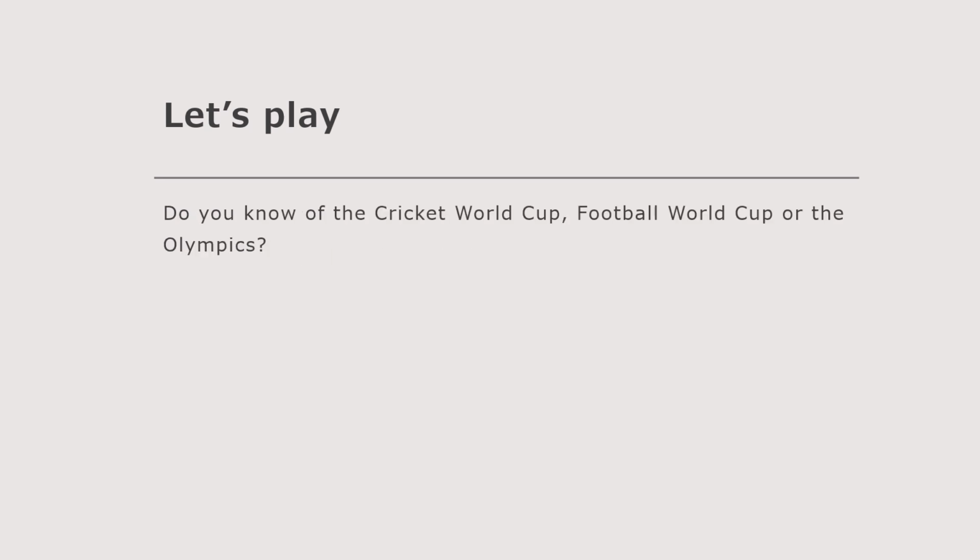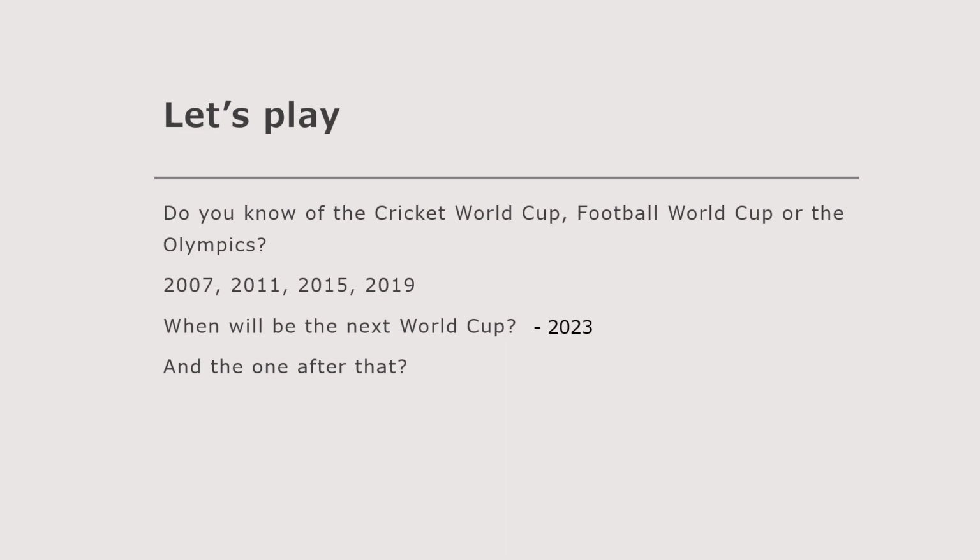Next question. Do you know of the Cricket World Cup, the Football World Cup or the Olympics? Right. So the Cricket World Cup happened on these years: 2007, 2011, 2015, 2019. Can you tell me when will be the next Cricket World Cup? Did you say 2023? Okay. Can you tell me when will be the next World Cup after that? Did you say 2027?